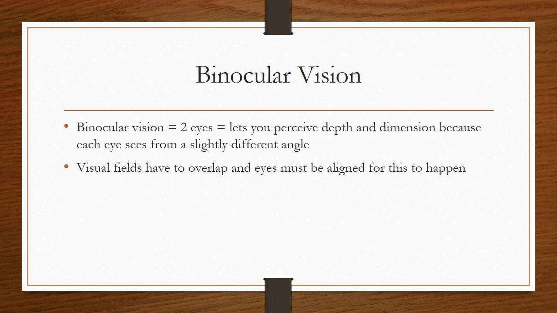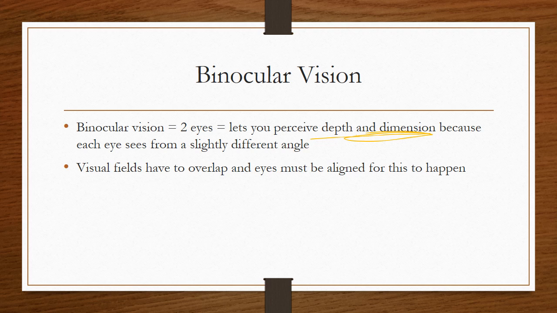Lastly, let's talk a little bit about binocular vision. This will be the very last thing that we cover before we go into diseases. Binocular vision is basically vision with two eyes. This vision lets you perceive depth and dimension, which are really, really important. This happens because each eye sees from a slightly different angle, so it lets you see the depth of any objects.